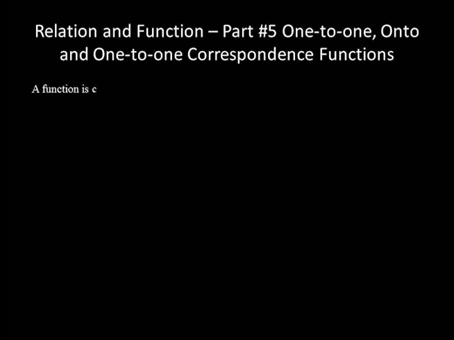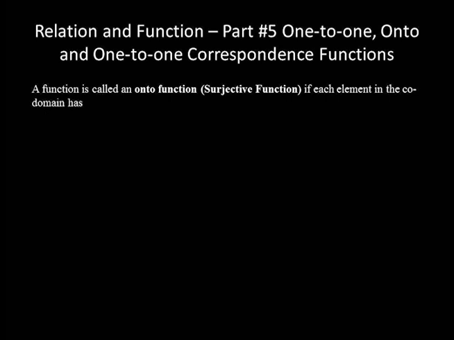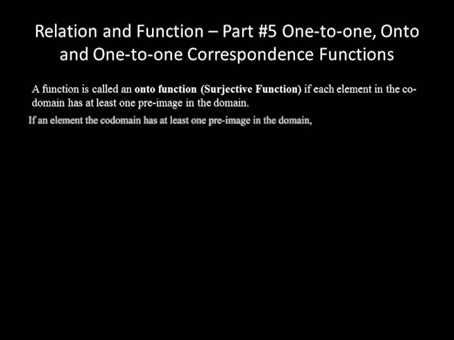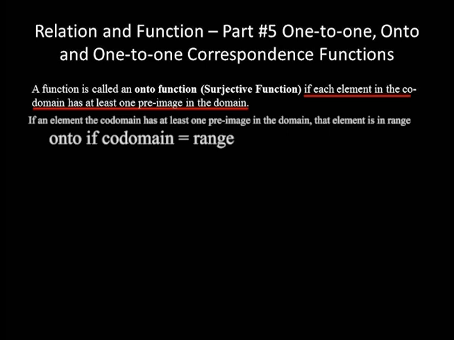A function is called an onto function or surjective function if each element in the codomain has at least one pre-image in the domain. At the beginning of this section, we discussed that if the element in the codomain has at least one pre-image in the domain, that element is part of the range. This definition states that a function is onto if each element in the codomain has at least one pre-image in the domain. These two definitions tell us that a function is onto only when the codomain and the range of a function are the same.